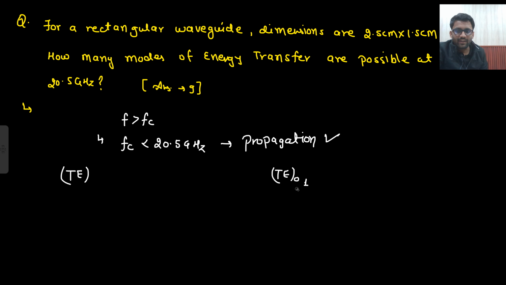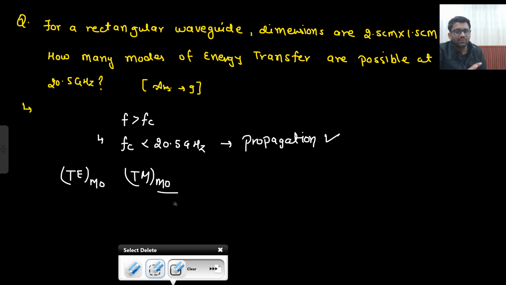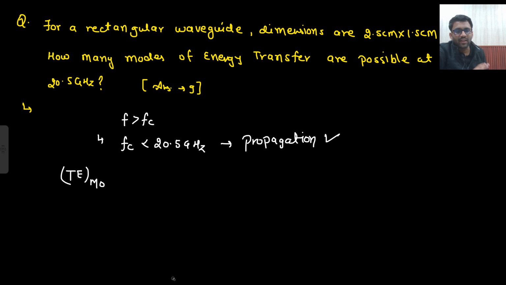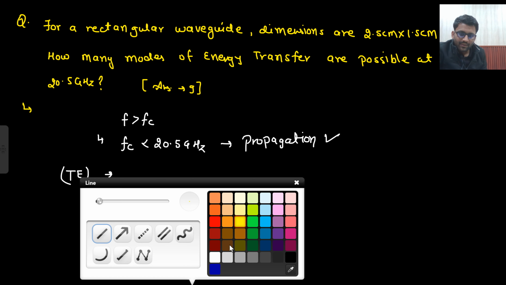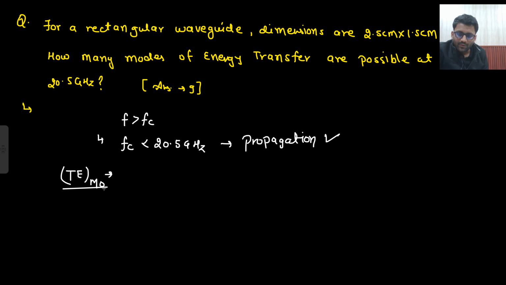So first I will find the cutoff frequency for TEm0. Why am I not finding for TMm0? Because this does not even exist. TM can never be 0, so TMm0 never exists. So that's why I am not finding for TMm0. I am only finding for TEm0. So let's start finding it.